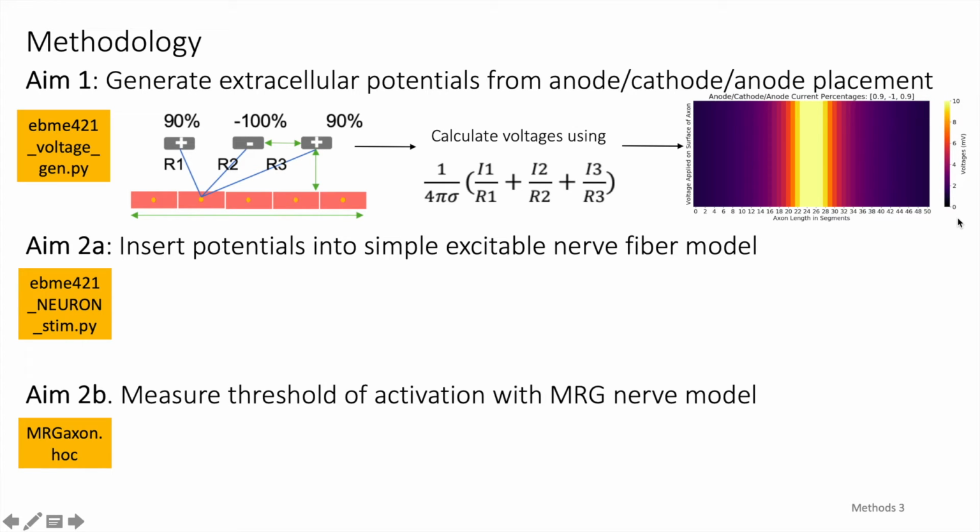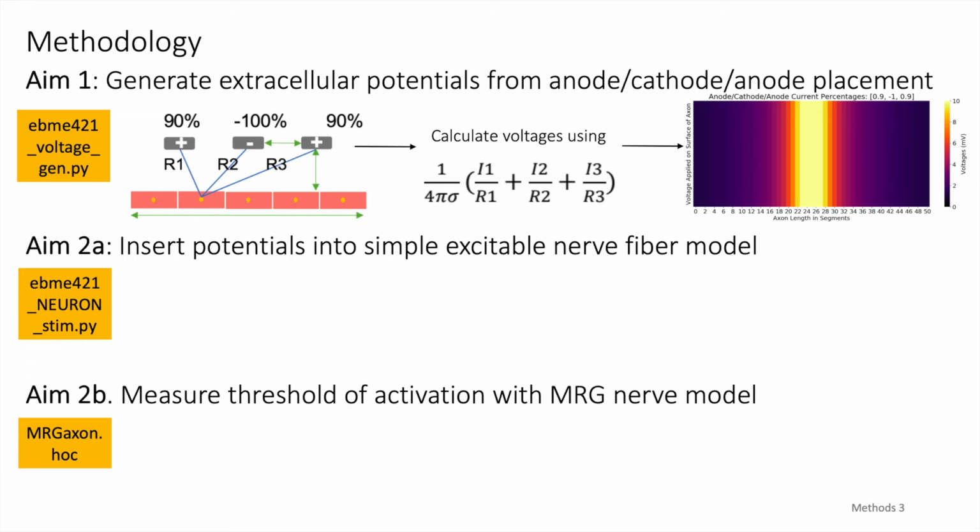Once we had the potentials mapped out in such a way that they could be accessed either within Python as an output of the function or directly in Neuron as the output of a file, we were able to move on to our next aim, which was to insert these potentials into a simple excitable nerve fiber model to test whether or not we could induce fiber order recruitment reversal.